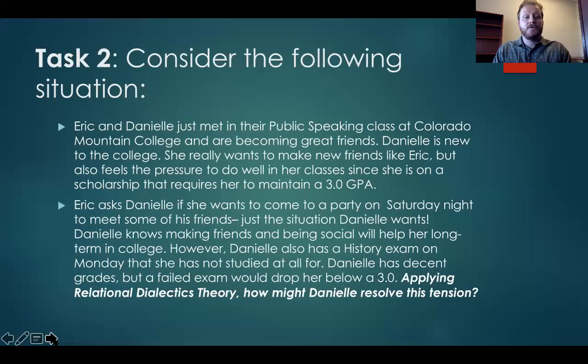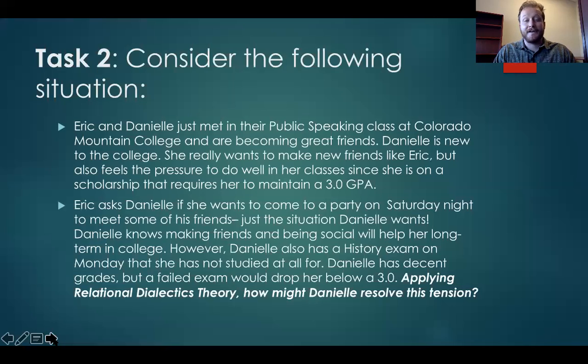So for task 2, I'd like us to consider the following situation, and again, just following up on the assignment on Canvas. Eric and Danielle met in their public speaking class at Colorado Mountain College and are becoming great friends. Danielle is new to the college. She really wants to make new friends like Eric, but also feels the pressure to do well in her classes since she is on a scholarship that requires her to maintain a 3.0 GPA. Eric asked Danielle if she wants to come to a party on Saturday night to meet some of his friends, just the situation Danielle wants.